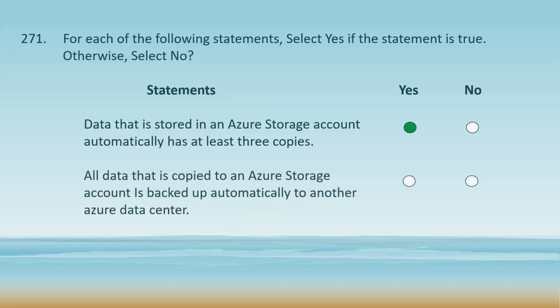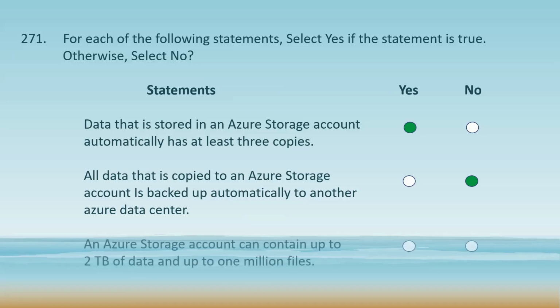All data that is copied to an Azure storage account is backed up automatically to another Azure data center. This statement is incorrect, friends. By default, locally redundant storage is selected for a storage account, which replicates your data 3 times within the same data center. You have the option to choose geo-redundant storage or read access geo-redundant storage, which replicates your data to another data center in a different region for additional protection against regional disasters or outages.